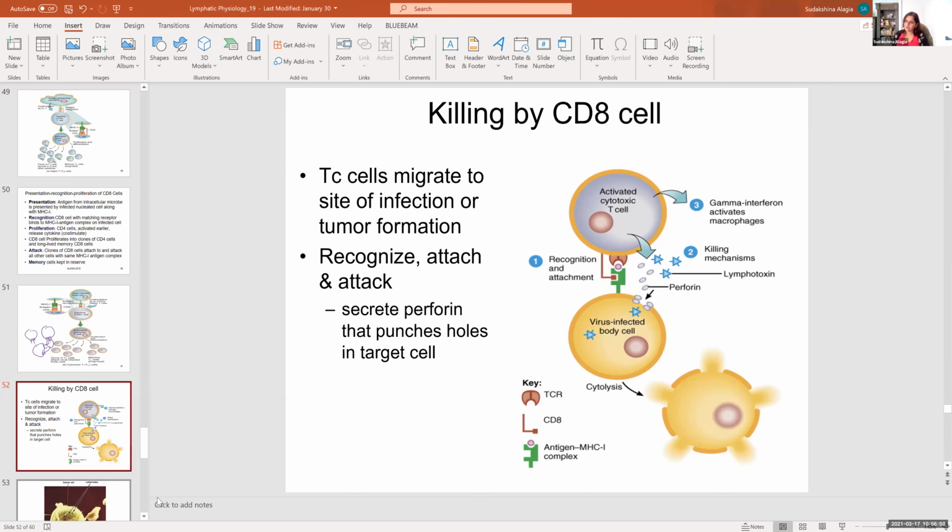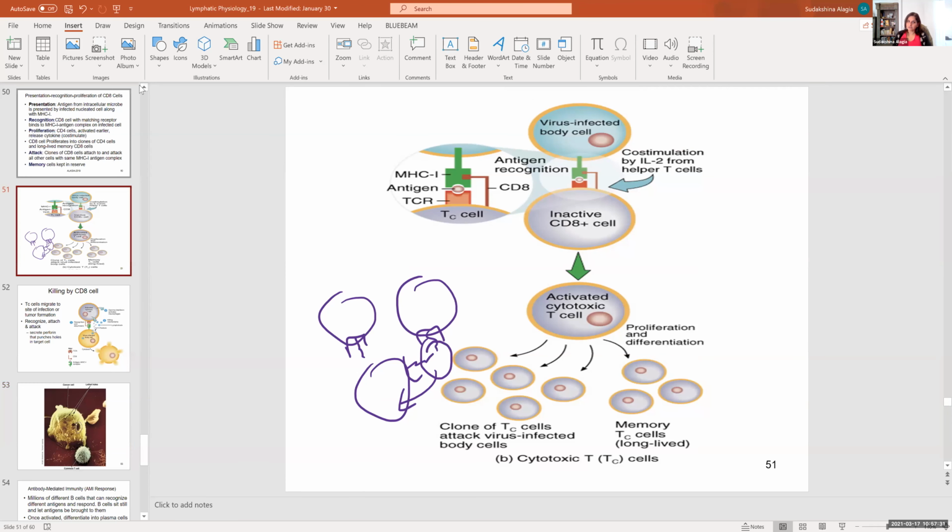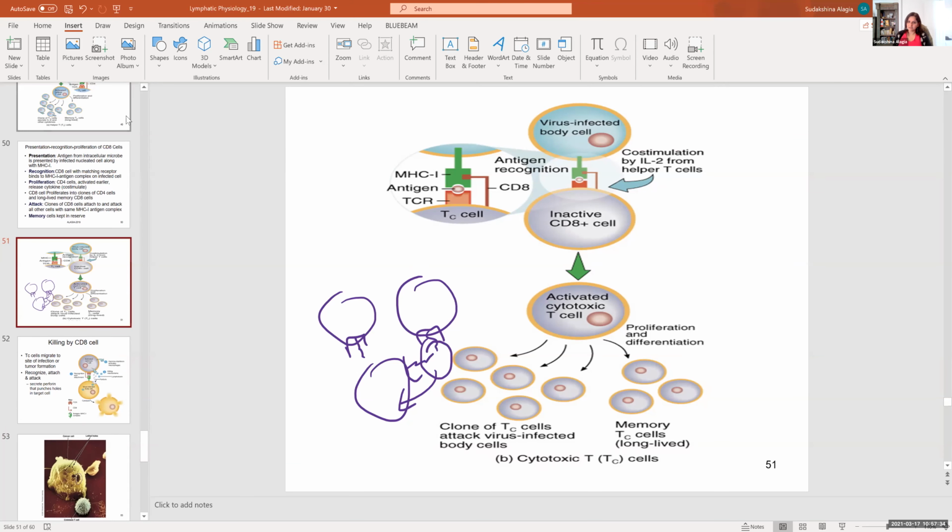Occasionally, they also recognize cancer cells. This is an electron microscope picture that shows the CD8 cell and a cancer cell. This is the hole that the CD8 cell punched. So presentation, if you remember it like that: presentation, recognition, proliferation. Recognition goes with activation, basically. Proliferation, attack, memory. Now you've got memory CD4 and memory CD8.